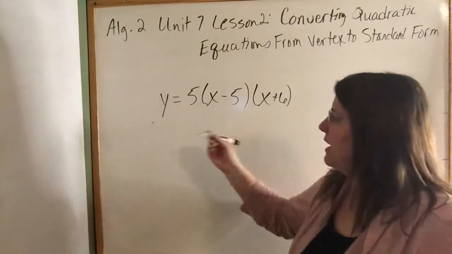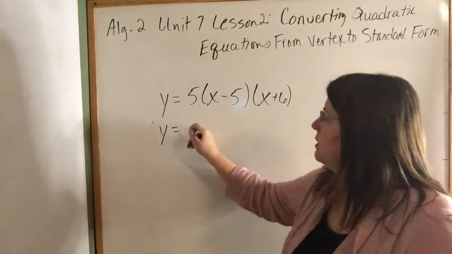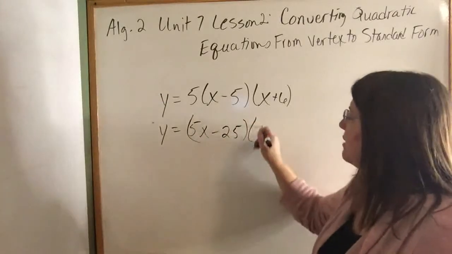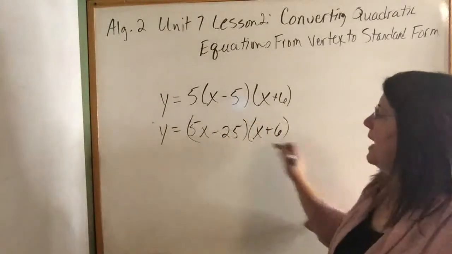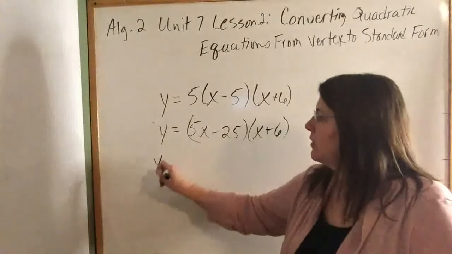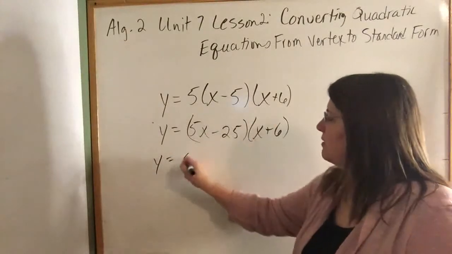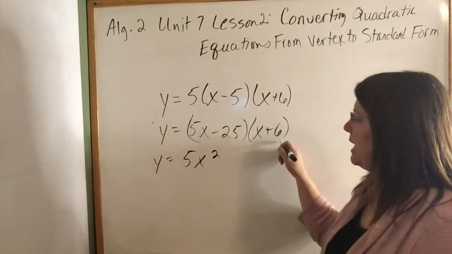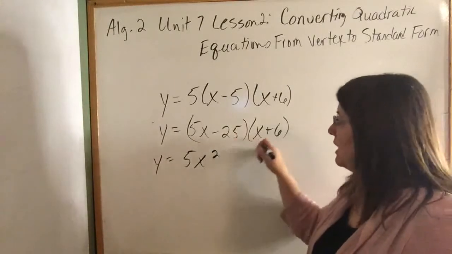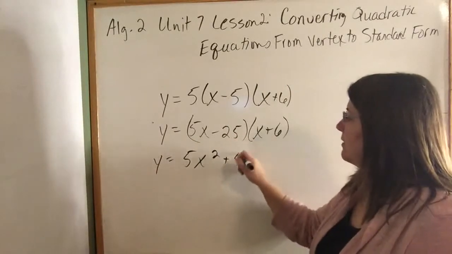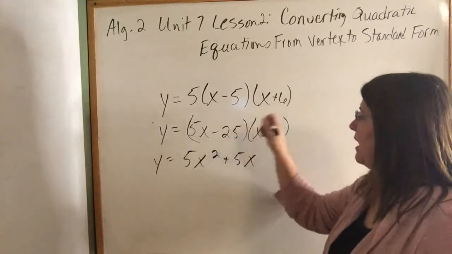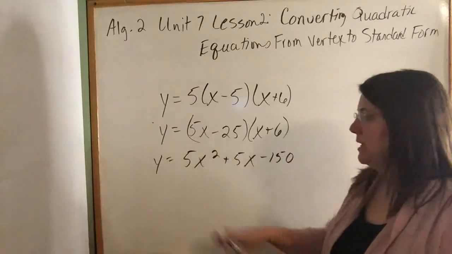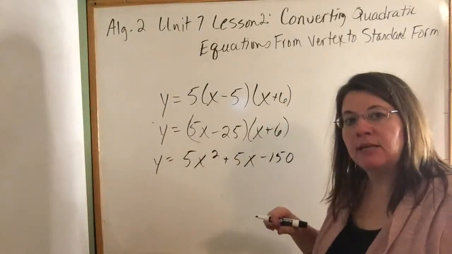I could distribute the 5 first if I want to. So that would be 5x minus 25 times x plus 6, and then I would FOIL these 2 together. So 5x times x is 5x squared. 5x times 6 is 30x minus 25x, which would be 5x. And negative 25 times 6 is negative 150. So now I've written that one in standard form.